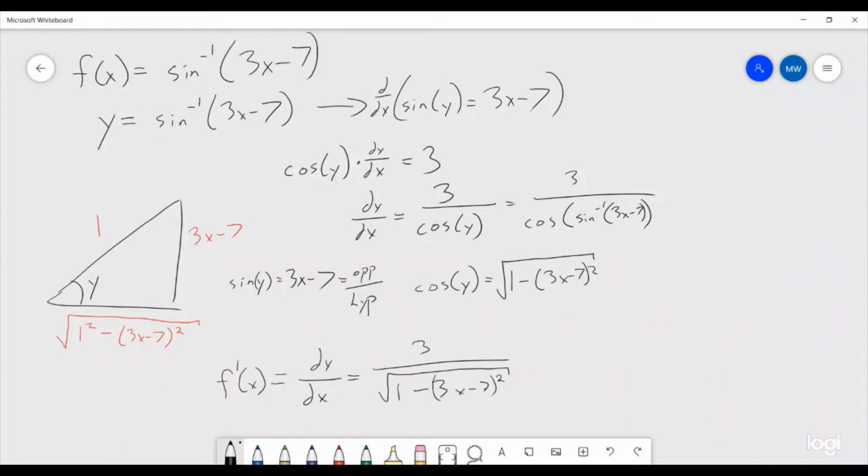I don't actually have the inverse sine, inverse cosine, inverse tangent, I don't have any of those memorized. I approach all of them through the lens of implicit differentiation. So let's just do one more example together.